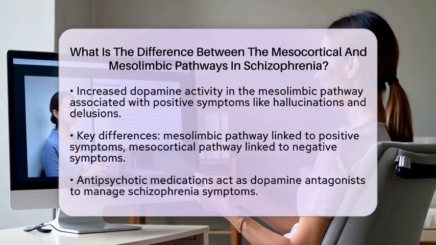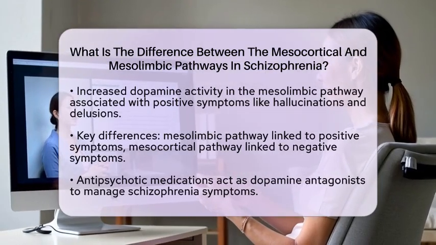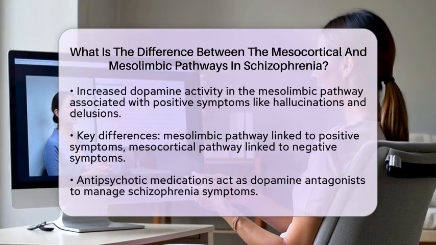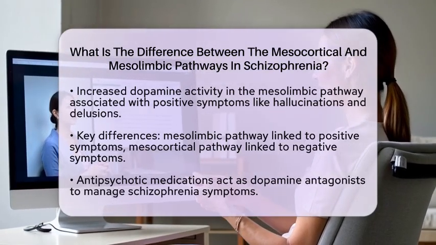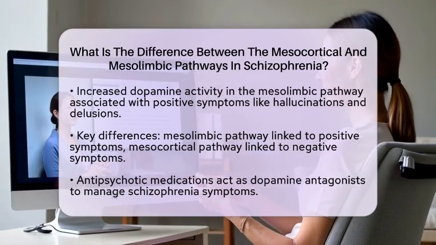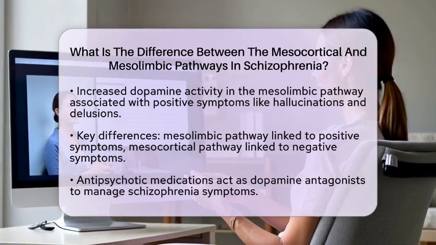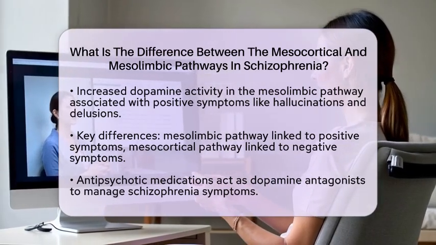So, what are the main differences between these two pathways? The mesolimbic pathway is primarily associated with positive symptoms, while the mesocortical pathway is linked to negative symptoms. In terms of dopamine activity, the mesolimbic pathway shows increased activity, whereas the mesocortical pathway exhibits decreased activity.